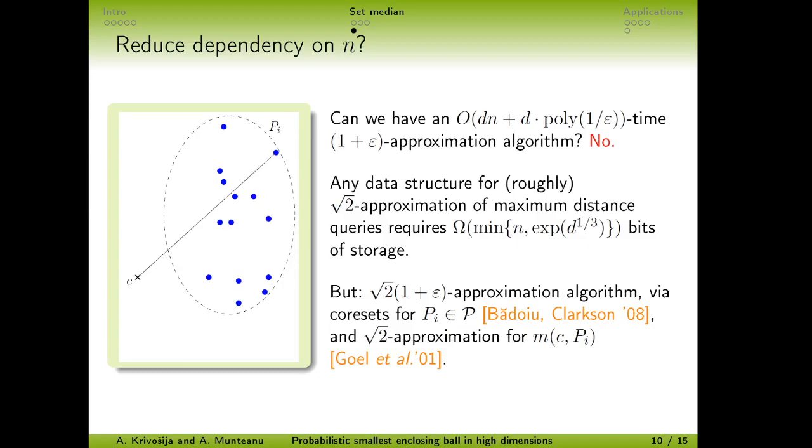But on the positive side, there is a square root of 2 times (1 plus epsilon) approximation algorithm that has sublinear time in n after reading of the input, if we replace the sets P_i by coresets of Bădoiu and Clarkson and approximate maximum distance queries using the result of Goel, Indyk and Varadarajan.